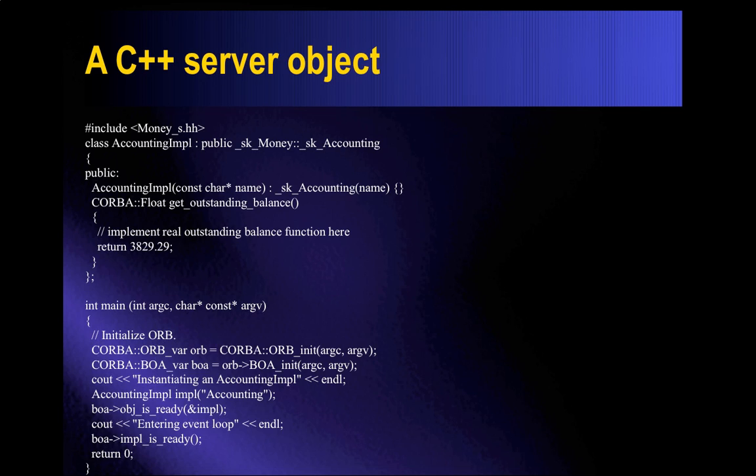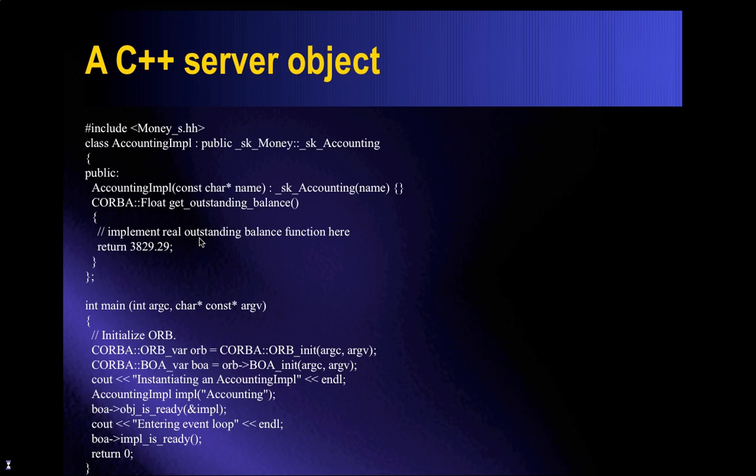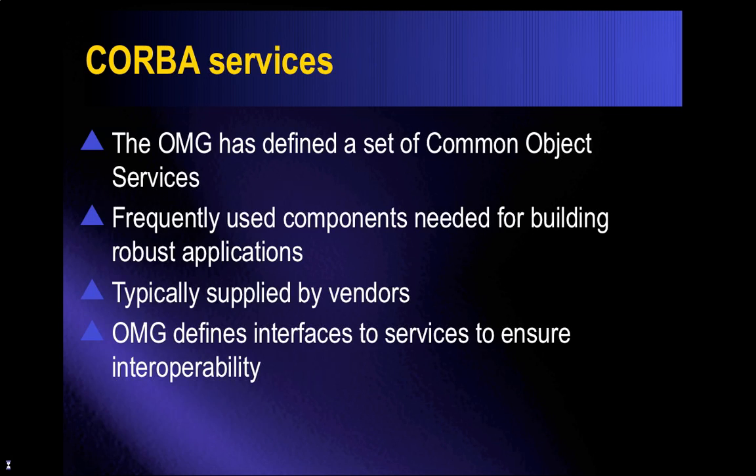All right, here's your C++ client, your C++ server. It looks the same. Essentially, you're including the classes instead of importing them, using different syntax, but essentially accomplishing the same thing, making instances of ORBs, objects that are acting as a brokerage between the different objects. Services has defined a common object service.